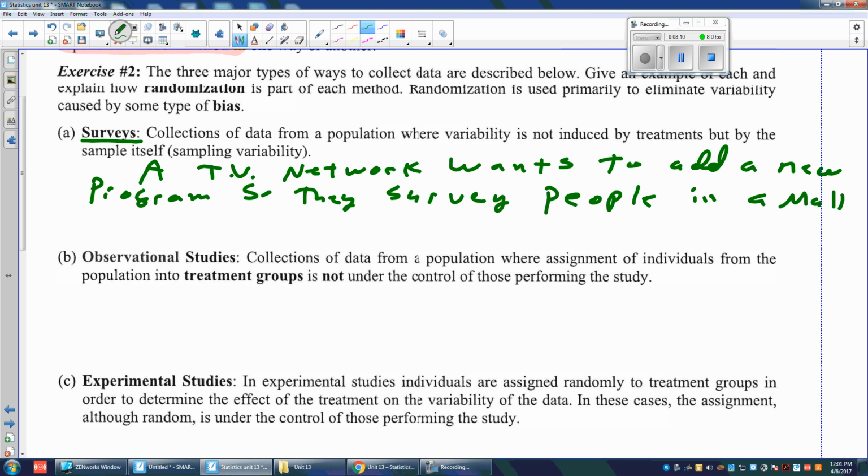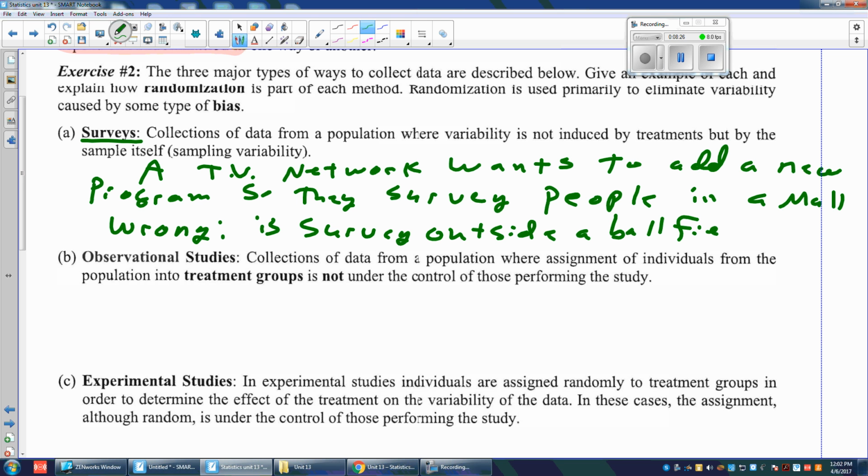But what won't make it random is a survey outside a ball field, because they will just want a sports channel.